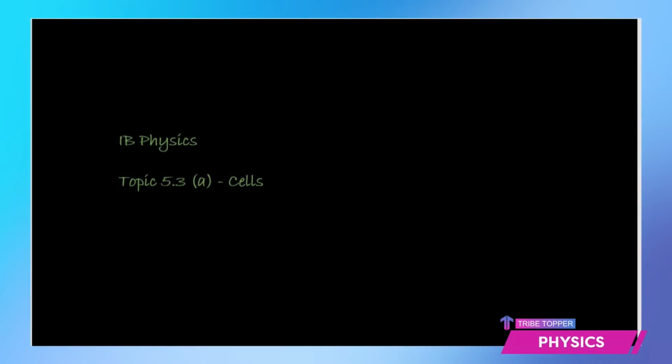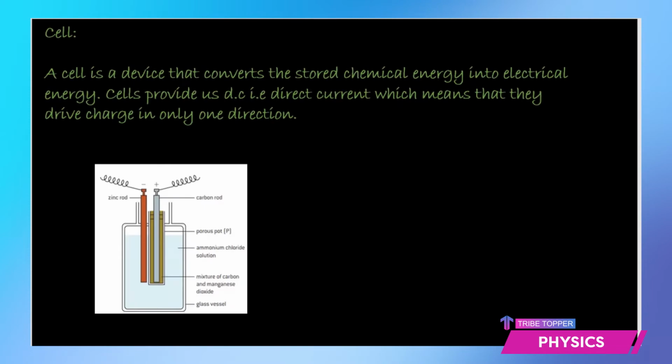In this video session, you are going to learn about cells. And among cells, you will learn about primary and secondary cells. So what is a cell? A cell is actually, we can say, a device that converts the stored chemical energy into electrical energy.